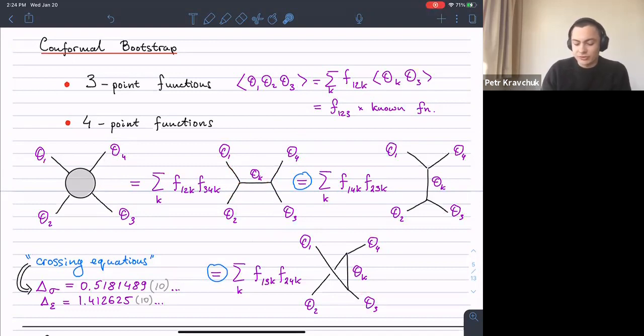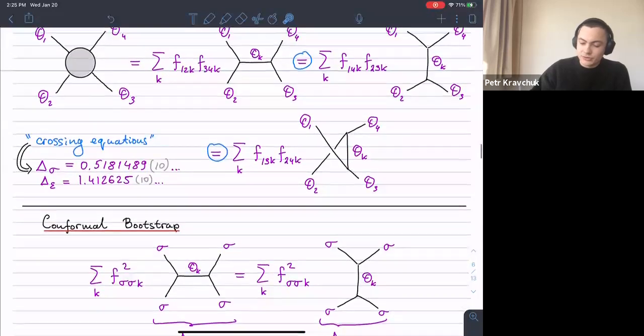All these expansions converge almost everywhere in Euclidean space, and they can be equated to each other. And the fact that they should give the same function is non-trivial, and these equalities are known as crossing equations. They're sufficiently non-trivial, which is very surprising, that they give you a way to determine delta sigma, delta epsilon, and the Ising spectrum, for example. Let's see how this works.